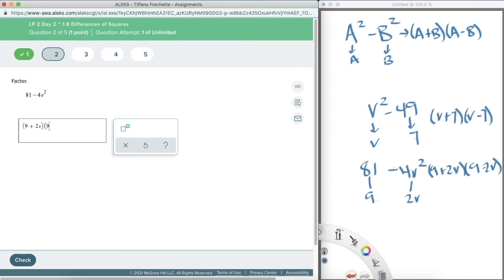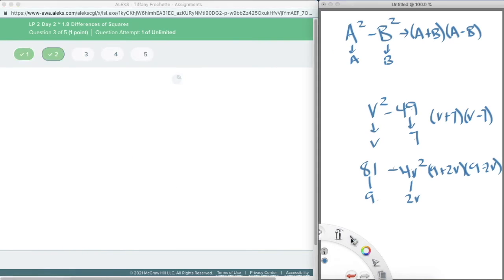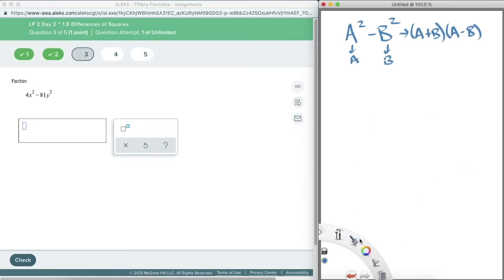And sometimes you have to do this twice within a problem. So we definitely want to be able to recognize this as we move forward. All right, I'm going to go ahead and erase these guys here. Get them out of my way so we can keep moving.